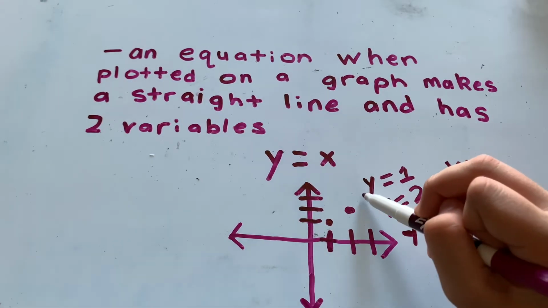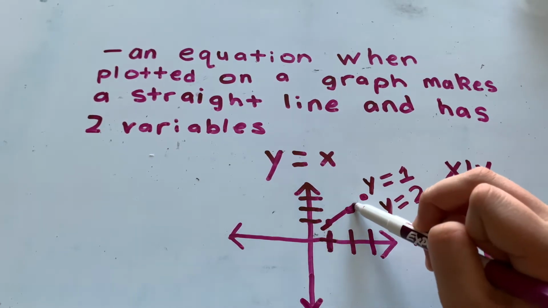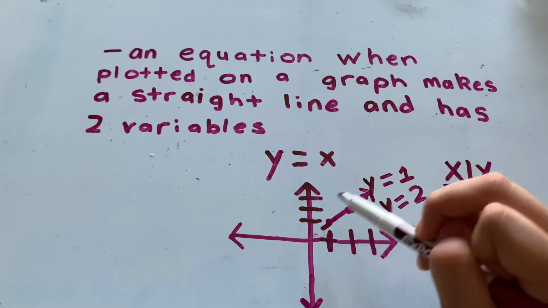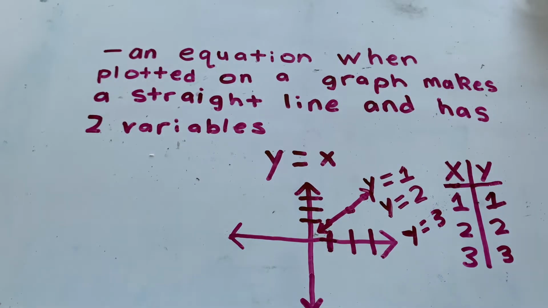We'll plot 3 comma 3 down, and if you connect the dots, you will see that this makes a straight line as said above right here, and this requires two variables for the linear equation.